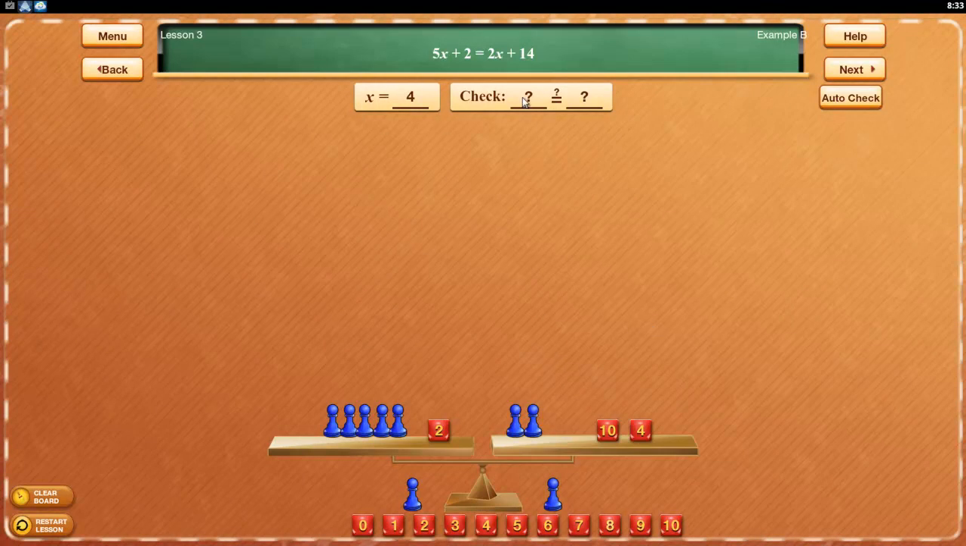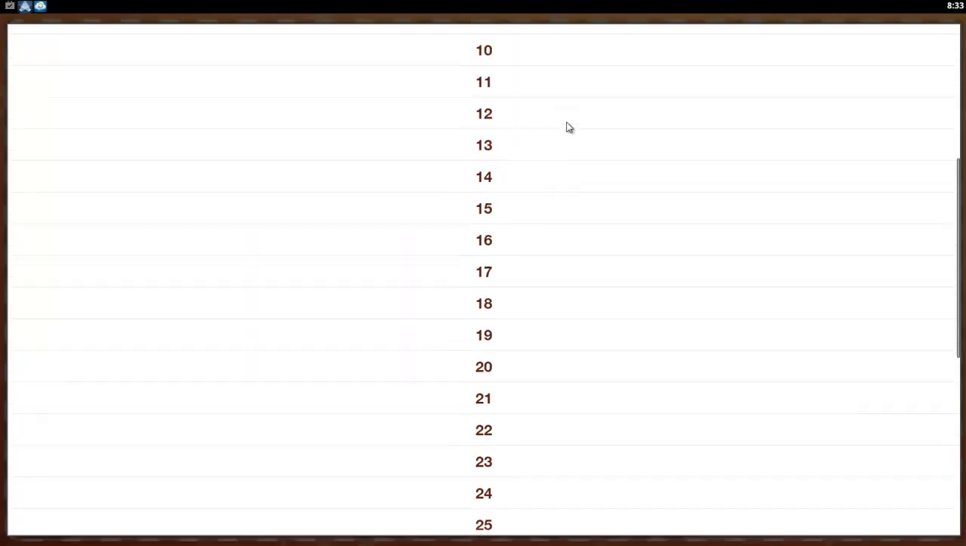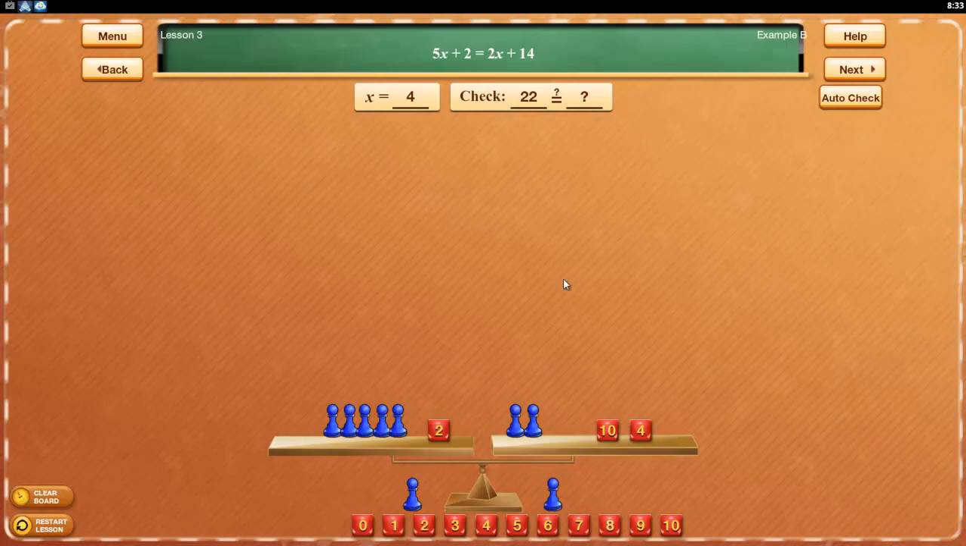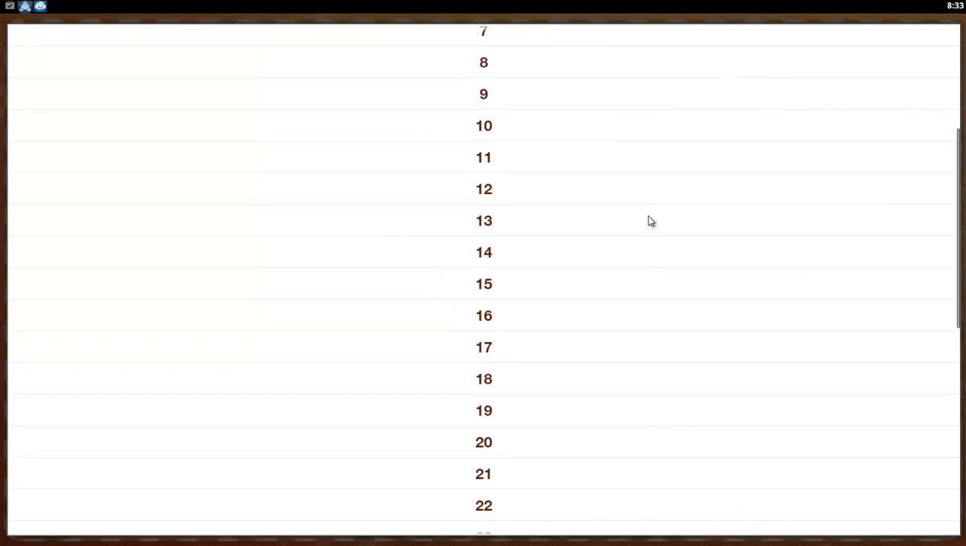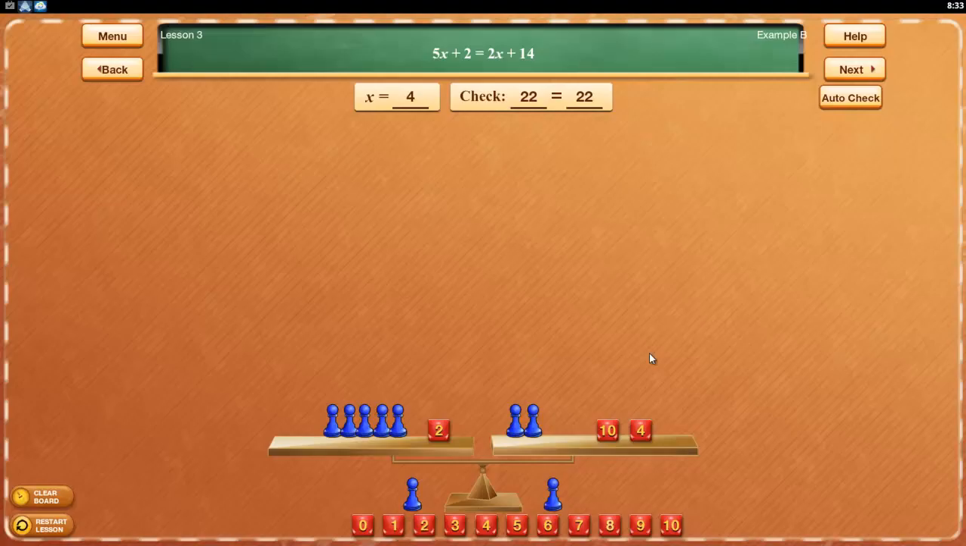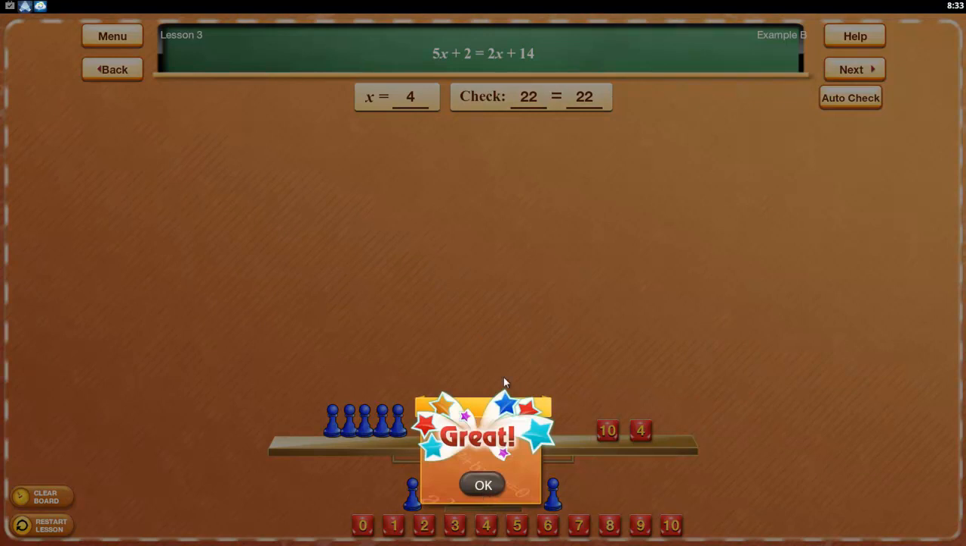So now what we have to do is calculate the left side and the right side. So 5 multiplied by 4, 20, plus 2 means 22. We're going to scroll here and we're going to choose 22. Then we're going to do the same on the right. We have 2x, meaning 8 plus 14, 22. And it's correct. We did it right.